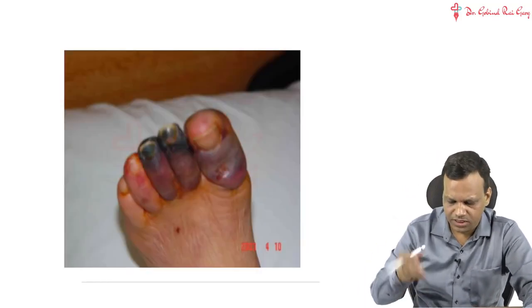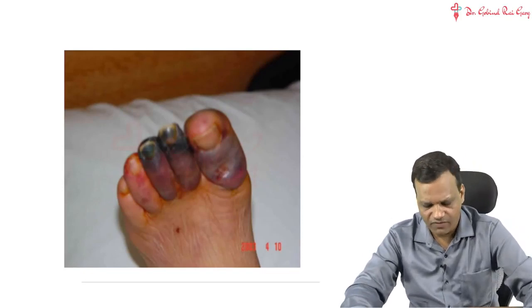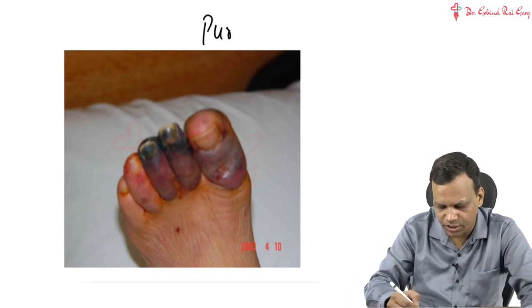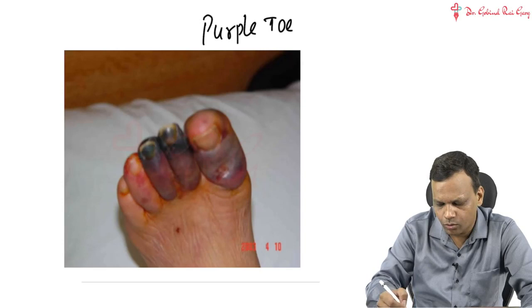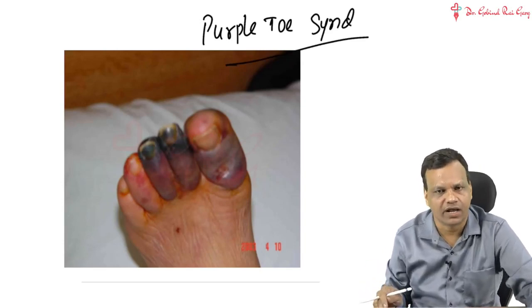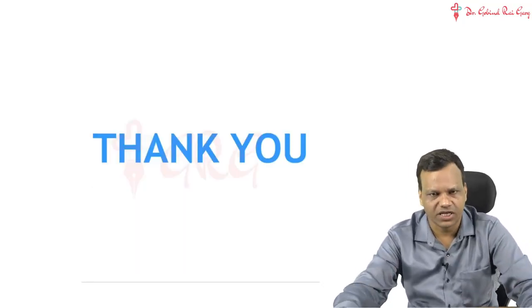Okay. So this is another same diagram. Warfarin induced dermal vascular necrosis. When it affects the fingers and toes, it is known as purple toe syndrome. Purple toe syndrome. So it is dermal vascular necrosis only, an early appearing side effect of warfarin. Okay. So these are the important images.